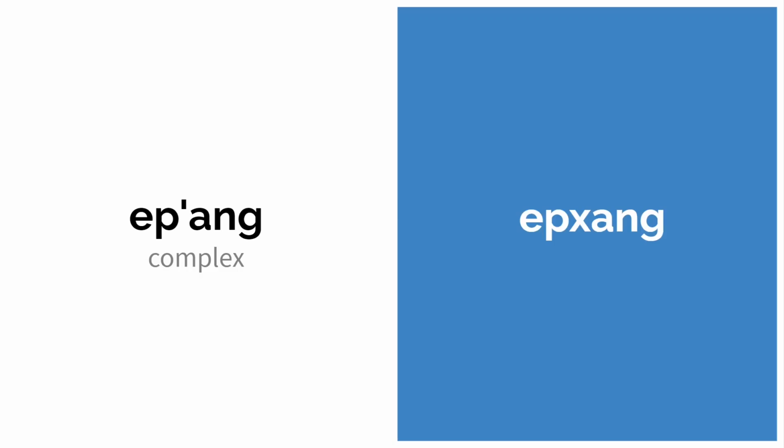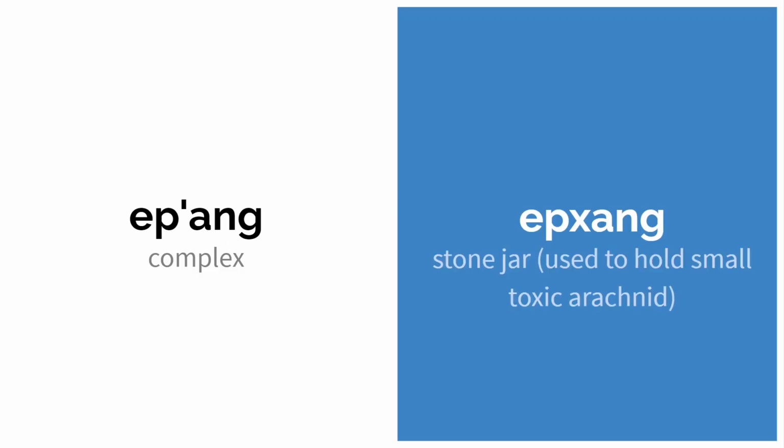So let's look at the words. First we have eb-ang, which means complex. And then we have eb-ang, which means stone jar, which usually is used to hold small toxic arachnids. Don't know why there is a word for specifically that. I guess for the Dreamhunt Unitaron, because they need the toxic arachnids. But I again have two sentences for you.